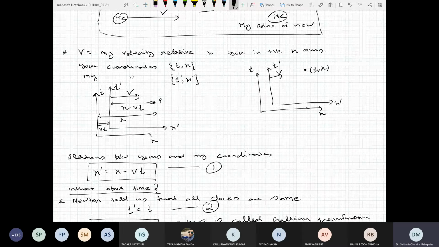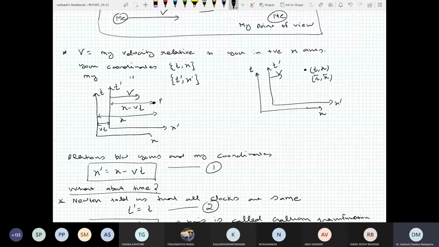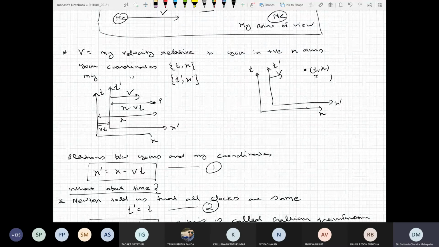Now what are the coordinates of this point with respect to me? t prime and x prime, or t tilde and x tilde, but I'm using prime. So let's use t prime and x prime. What's the relation between these two? Well, at the same time, time is time, t prime is t, which is what Newton told us. But what is the relation between x prime and t?